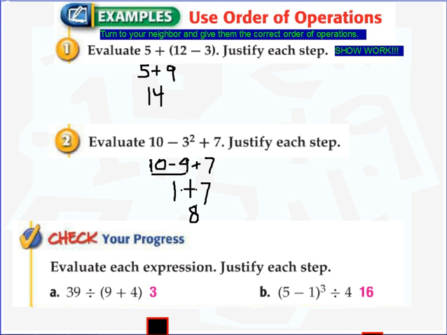This one's a little bit trickier. It takes a second longer. You're going to get 4 to the third power. That is not 12. 4 to the third power is 64. 4 times 4 times 4. 64 divided by 4 would be how I got 16.